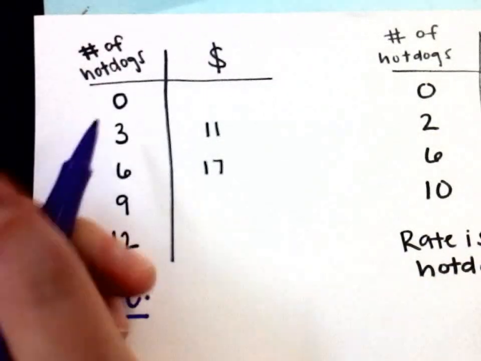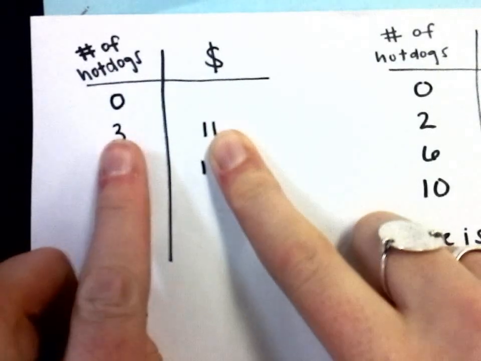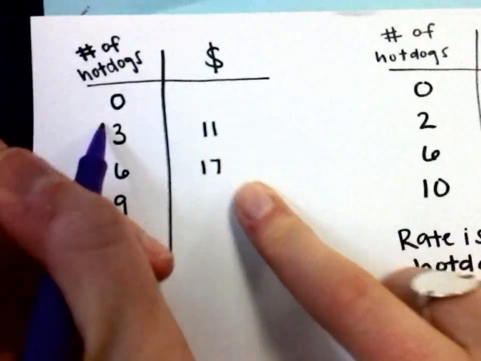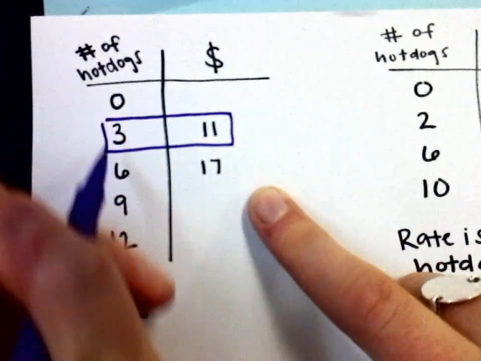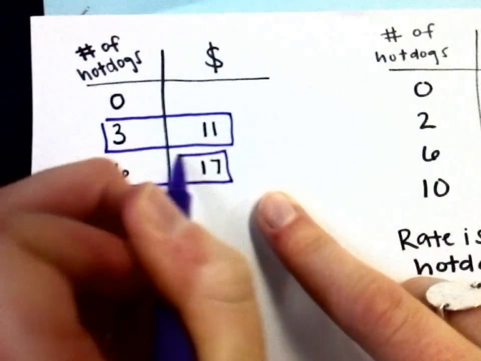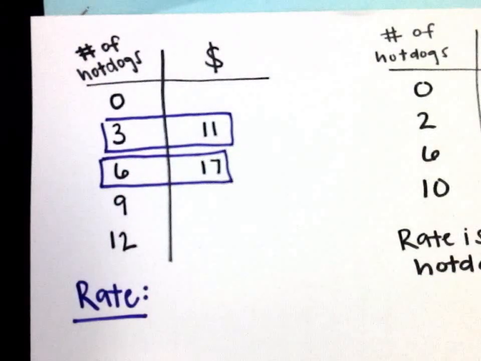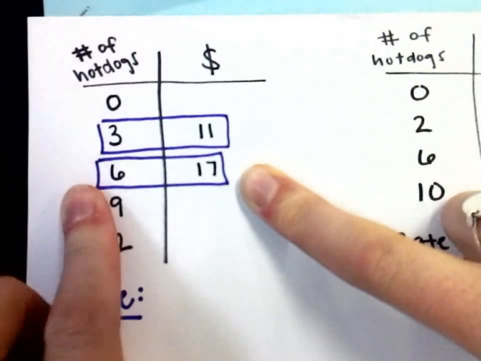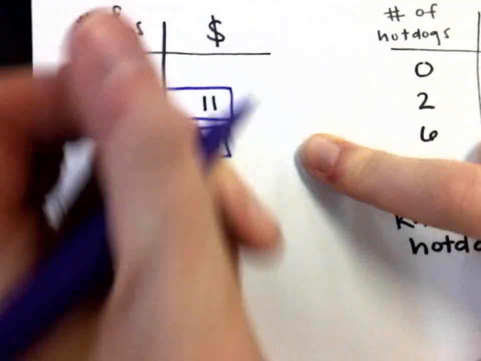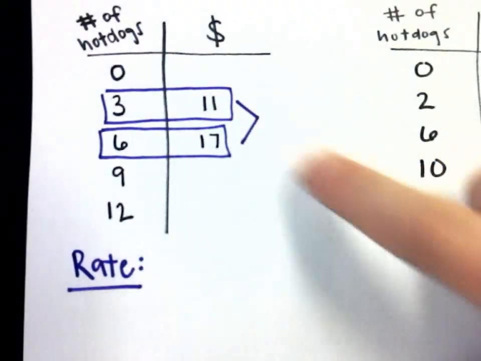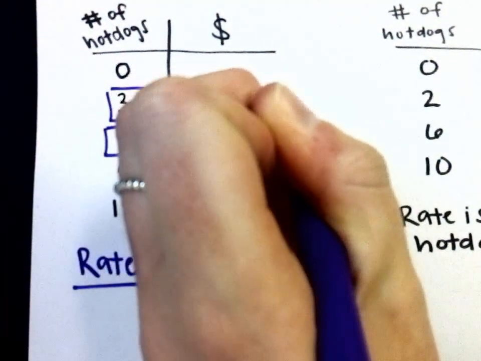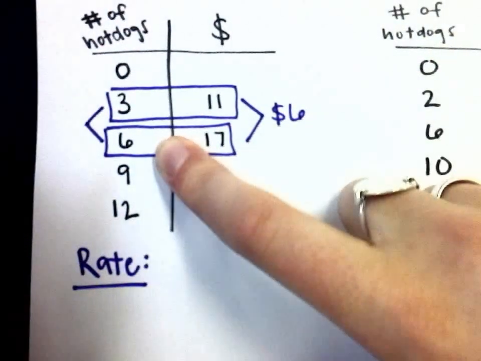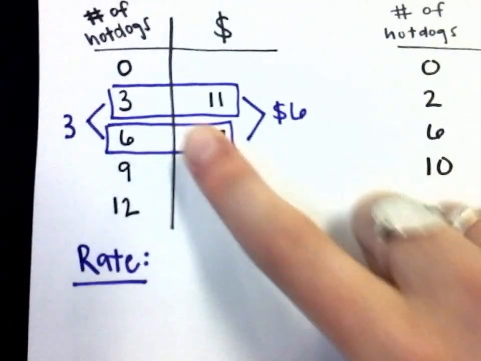To find rate, I first need to identify points that I have both the number of hot dogs and the amount of money for. Boom, boom, like 3, 11 and 6, 17. Okay, from here I need to find the change in the amount of money and the change in the amount of hot dogs, right? So how much more money is 17 than 11? Well, that's $6 more. And that's for how many hot dogs? From 3 hot dogs to 6 hot dogs is 3 more hot dogs, right?